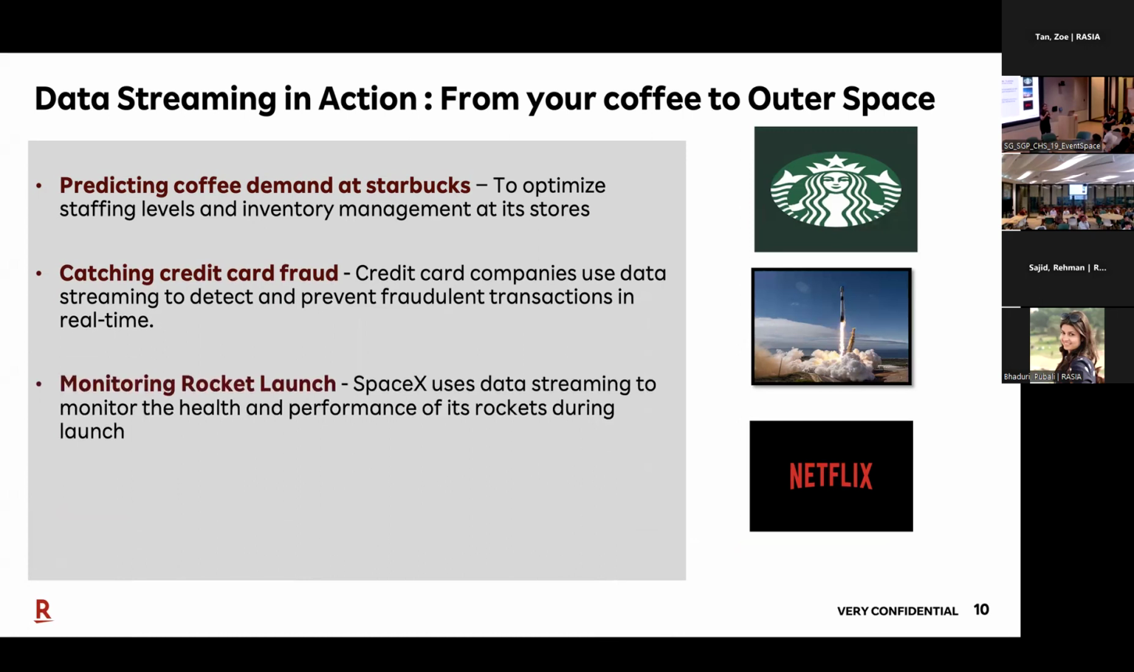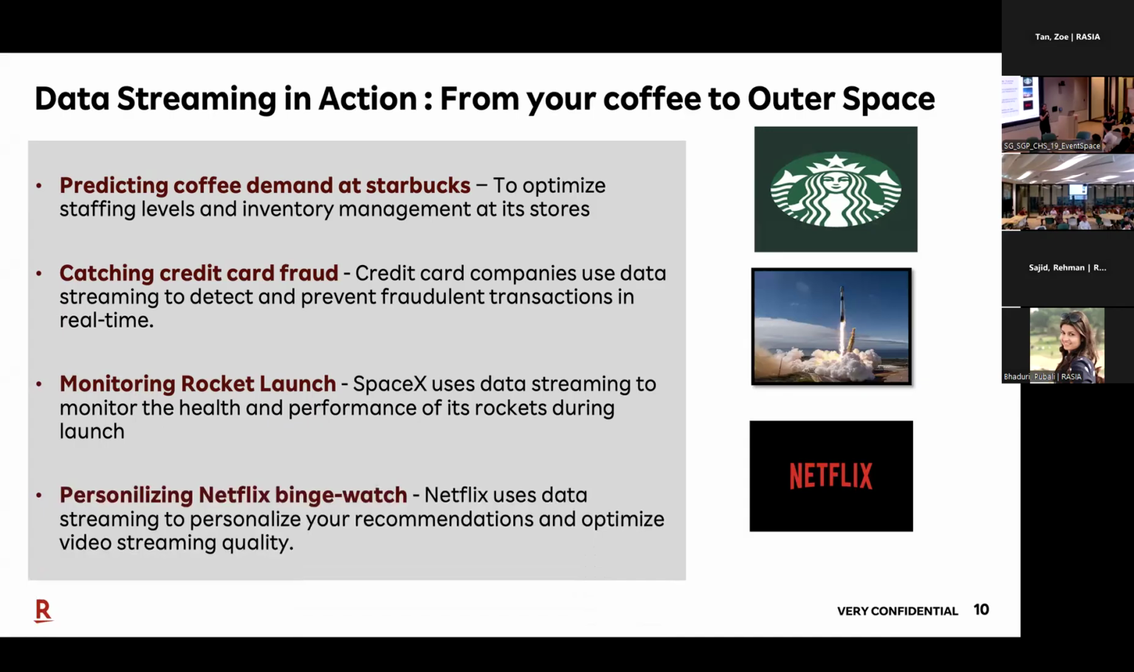And next would be monitoring a rocket launch. When a rocket is being launched, there are any number of parameters to be monitored, from engine temperature to fuel pressure, and there are many anomalies that need to be detected so that critical decisions can be made in real time. Then comes our favorite streaming platform, Netflix. Netflix uses data streaming to personalize our video recommendations and optimize the video streaming quality so that they can keep us addicted.